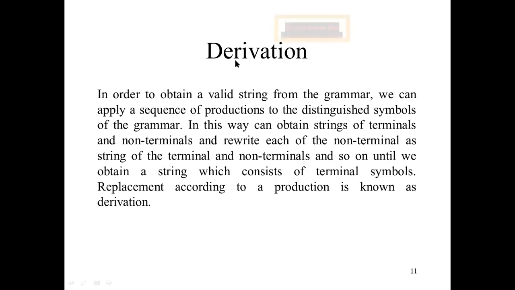So replacement according to production is known as the derivation. So what is the derivation? We replace the terminal symbol and non-terminal symbol, and again it forms a string. Then all those strings are concatenated, and we form a sentence, or we can say that we form a program, in the context of compiler design.